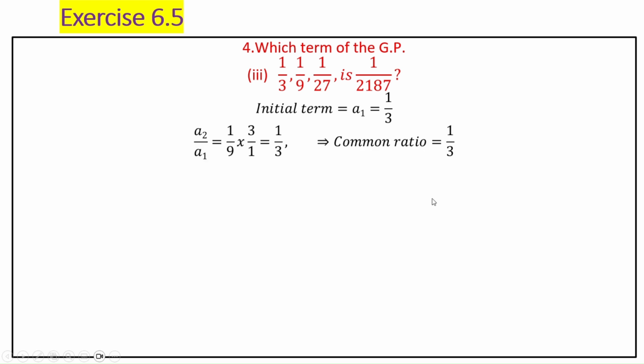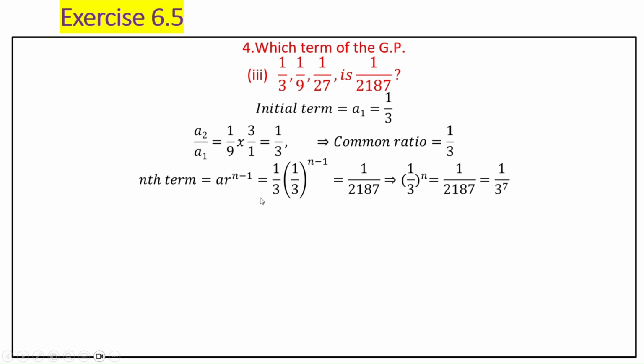Next: 1/3, 1/9, 1/27 is the GP. Which term is 1/2187? That we need to find out. So a1 equal to 1/3 and the common ratio is 1/3. If I substitute into the nth term, 1/2187 equal to (1/3) to the power of n, and 2187 you can write as 3 to the power of 7. So n equal to 7. The seventh term is 1/2187.